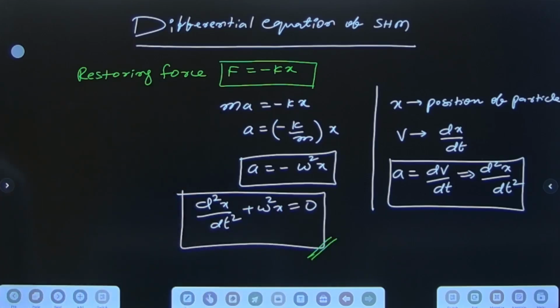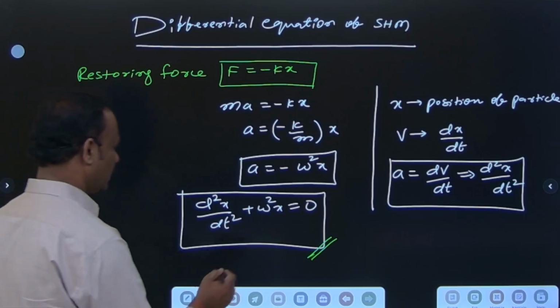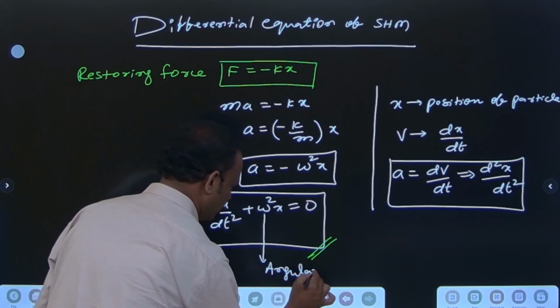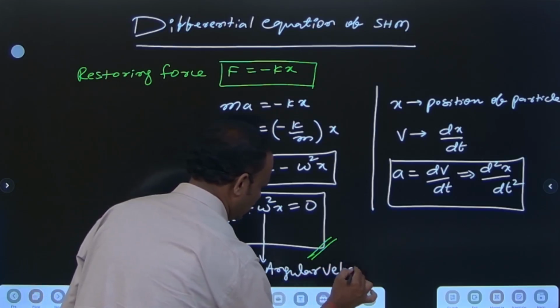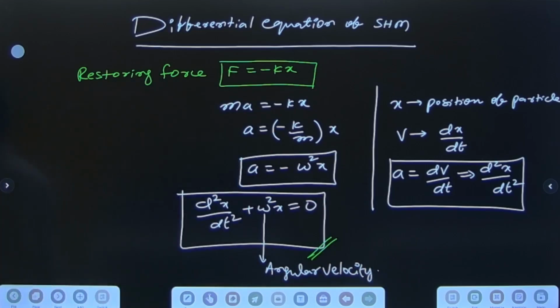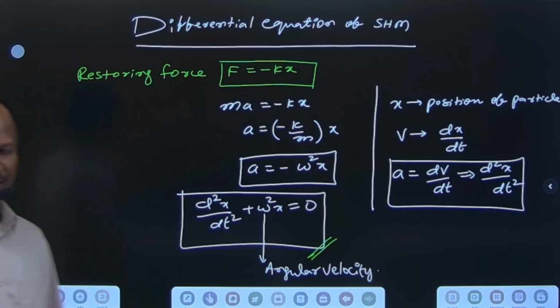In terms of differentiation, d square x by dt square plus omega square x is equal to 0. So what is omega? It's the angular velocity. Okay, so up to here you can solve.